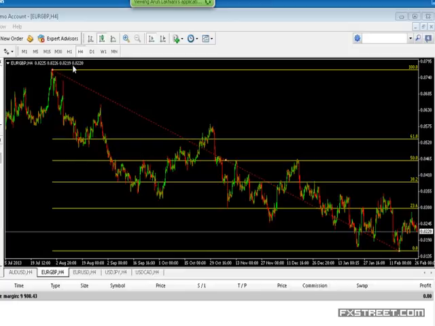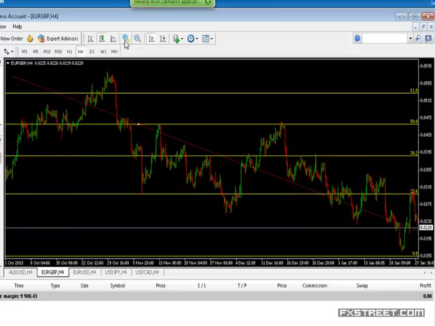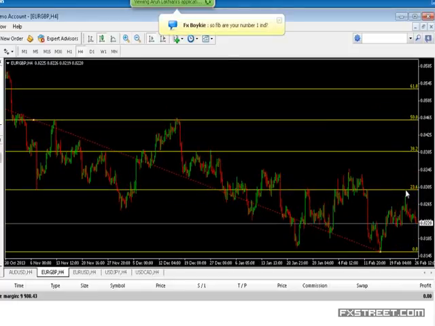So, just a quick question to all of you, where would my next entry be? Looking at this particular price action, would it be somewhere here at 23.6?